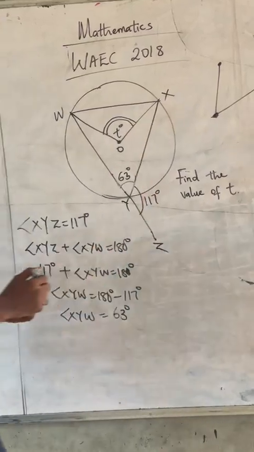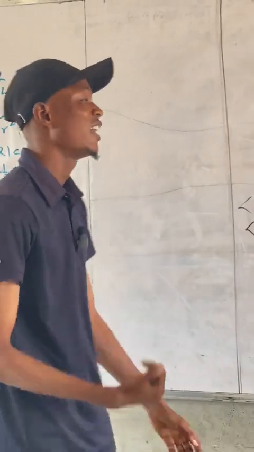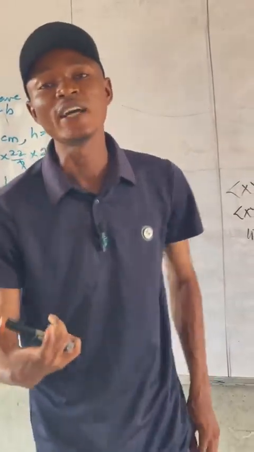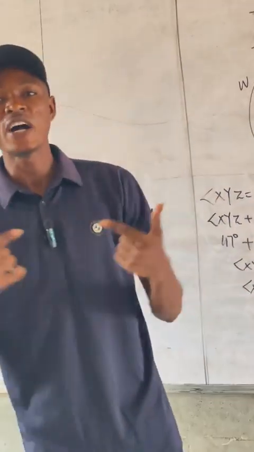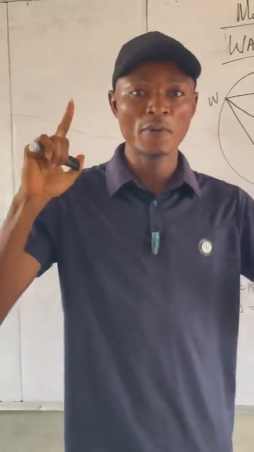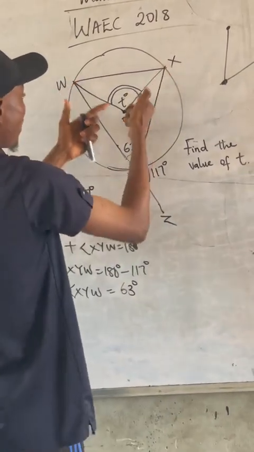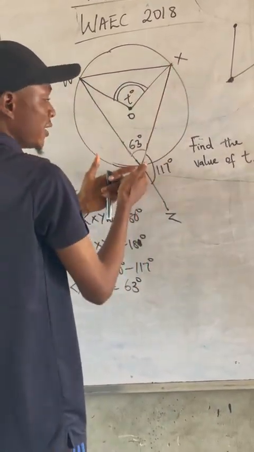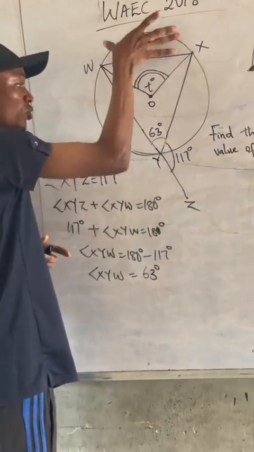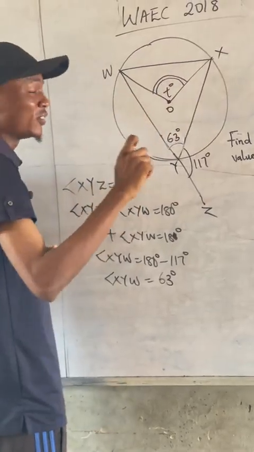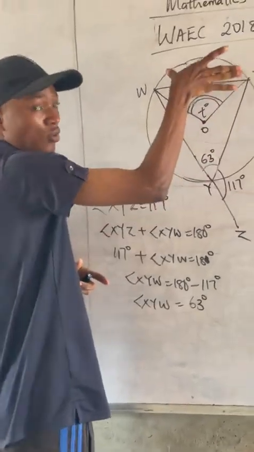And part of your theorems, we have several theorems in circle geometry. There's a theorem that says angle at the center is twice angle at the circumference. This is only applicable if the two angles are coming from a particular chord. Look at this. This is a chord. This chord forms the angle here and also forms the angle here. So the angle at the center that is from the same chord is equal to twice the same angle at the circumference, which is from the same chord.